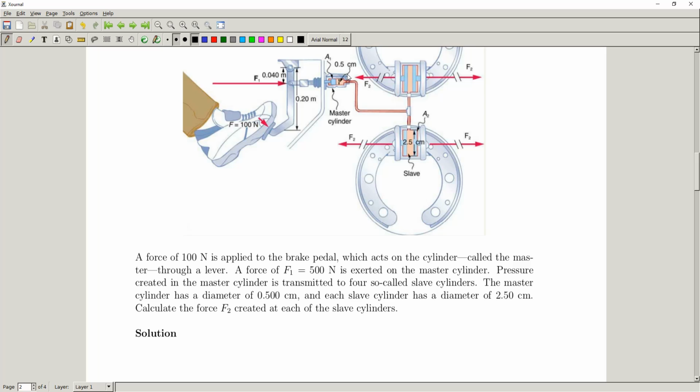And so this piston here is called our master cylinder. So we have a force being applied to our master cylinder. Then the pressure created in the master cylinder is transmitted to all of our slave cylinders. These two, or four in a usual four-wheel car, would be called our slave cylinders. And so we have our pressure being transmitted, and so there's a force applied on these pistons, which is then used to stop the car, right?